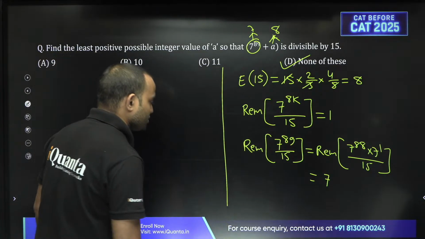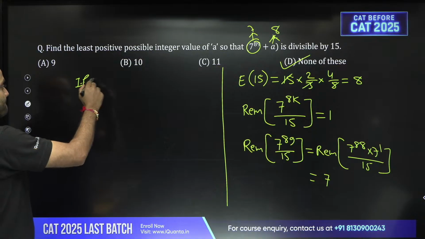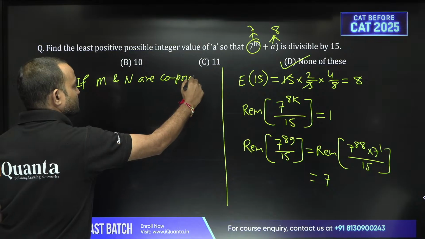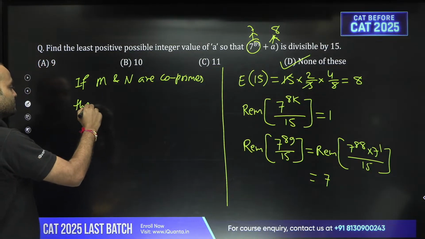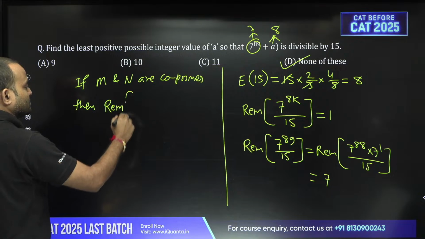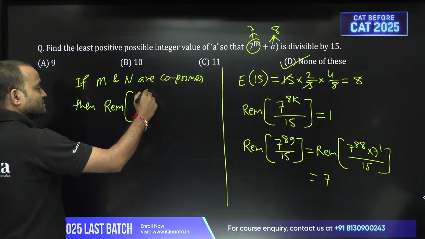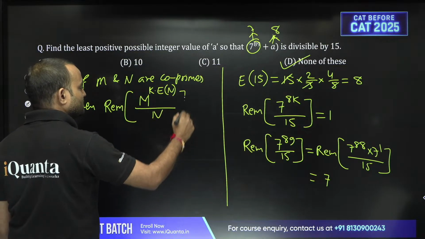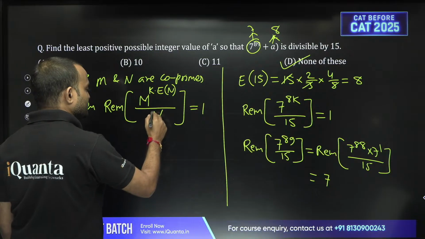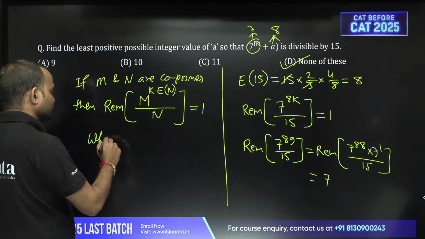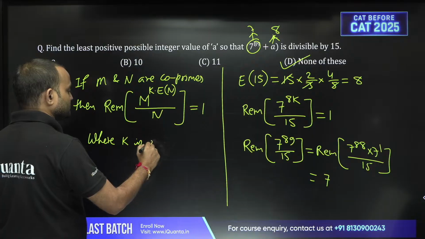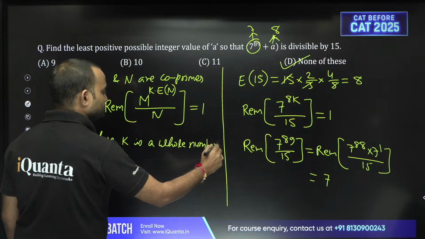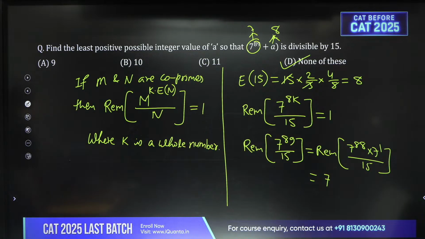So Euler's totient theorem says that if m and n are co-primes, then the remainder when m to the power k into Euler of n is divided by n is equal to 1. This is Euler's theorem, where k is a whole number.